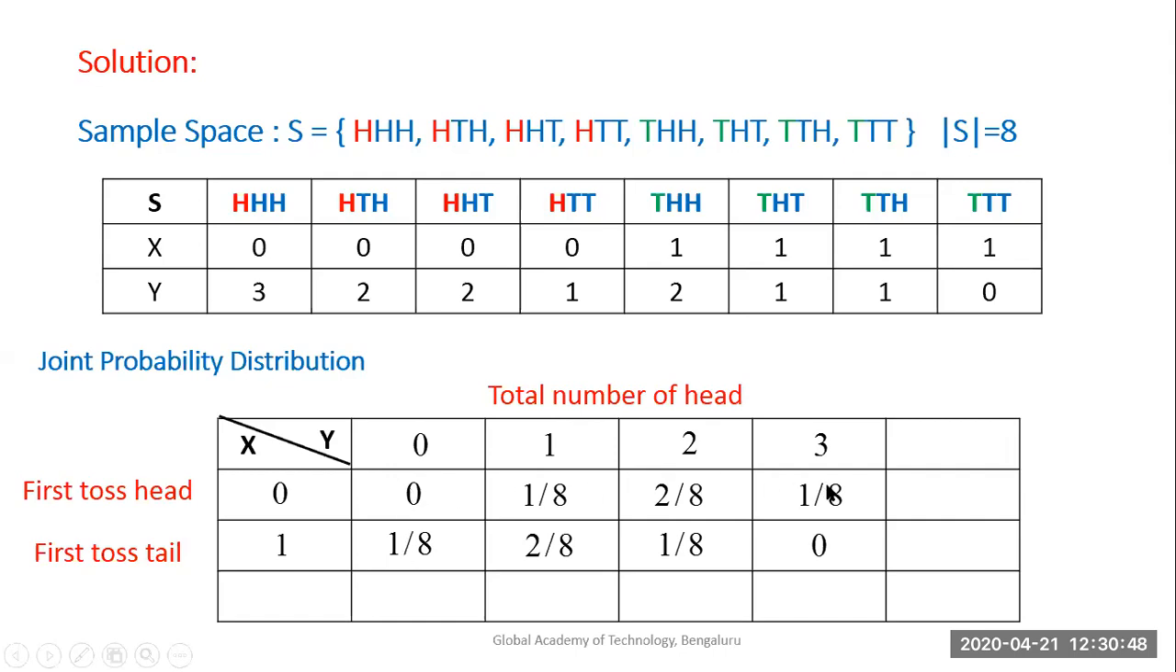And the verification is the sum of all these values must be equal to 1. So 1 by 8 plus 2 by 8 plus 1 by 8. Similarly, plus 1 by 8 plus 2 by 8 plus 1 by 8. So we should get the sum as 1. So we get 1 plus 2 is 3, plus 1 is 4, plus 1 is 5, plus 2 is 7, plus 1 is 8. 8 by 8 we get it as 1. So these represent the joint probability distribution.